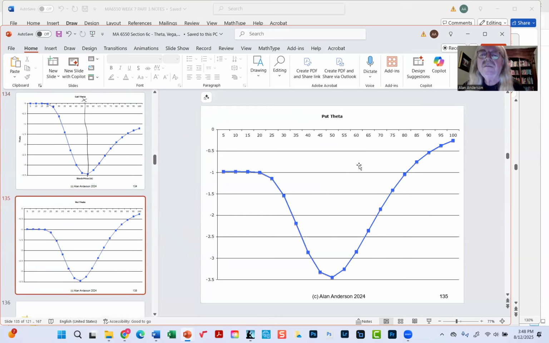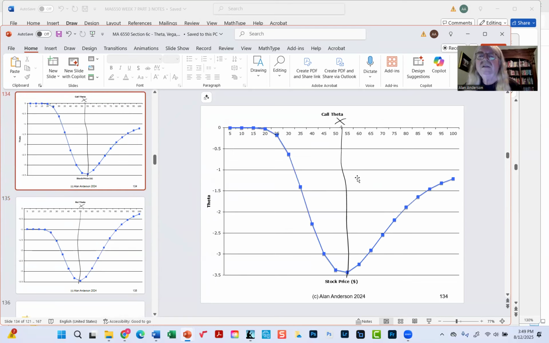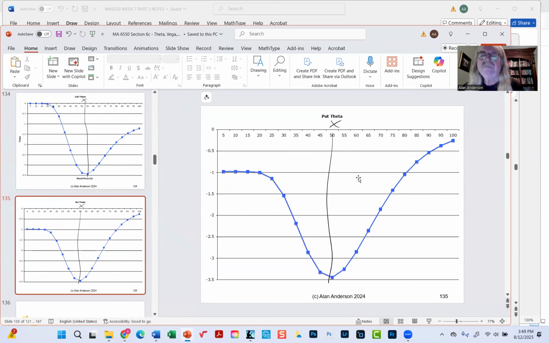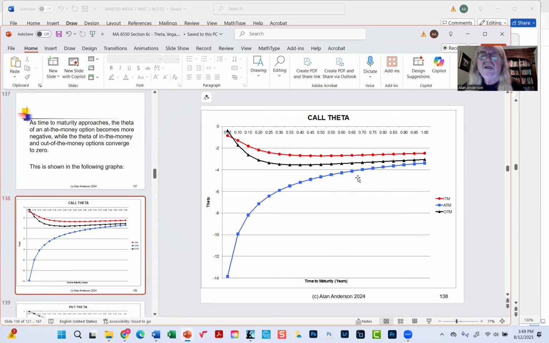And then for the put, if you notice, they're basically reverse from left to right. Okay. Right. And then they all eventually, so the at the money grows as we get closer to the maturity date. If the option is still right at the money, theta can actually become extremely negative, but eventually it has to go to zero when the option matures.